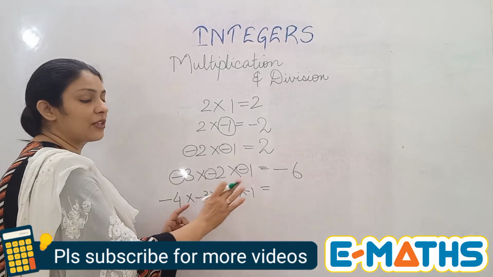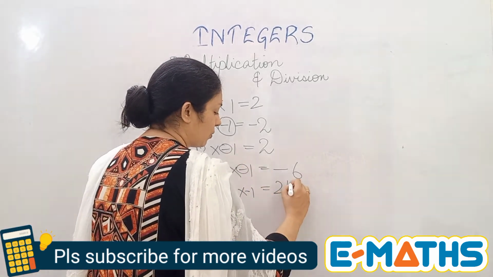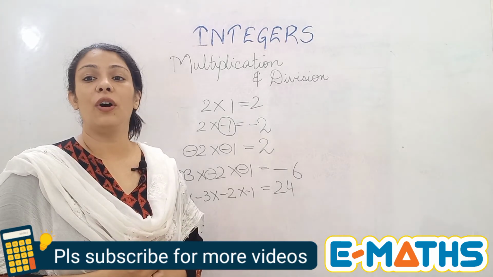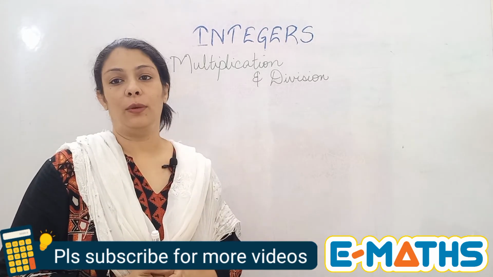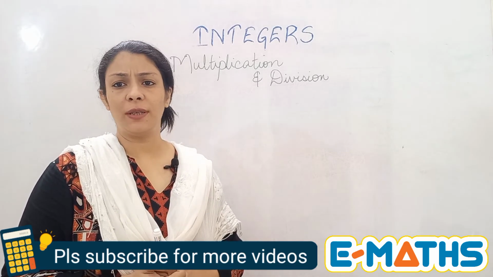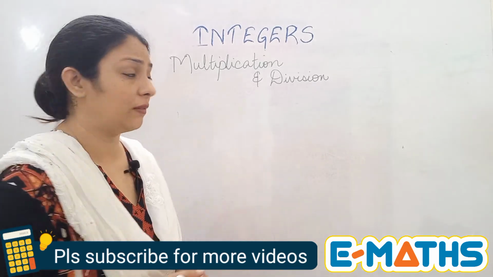Only the multiplication is to be carried out. 4 3s are 12, 12 2s is 24. That's it. So 24 is the answer. That's how we take up multiplication of integers. Okay, now let's talk about division. So I'm going to take two terms with either negative signs or a positive sign. Let's see how to solve them.